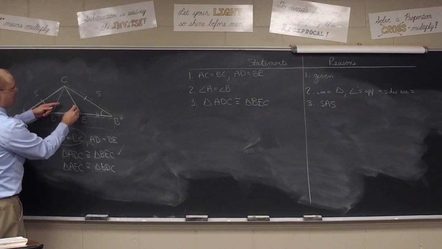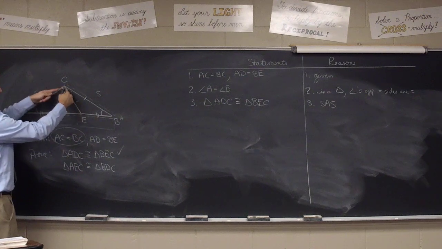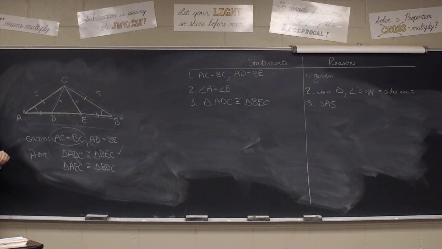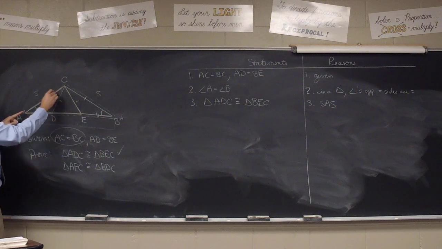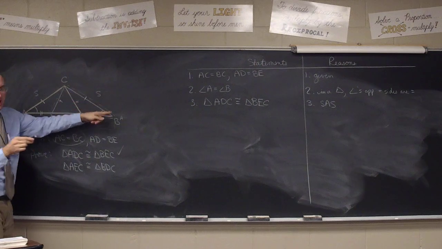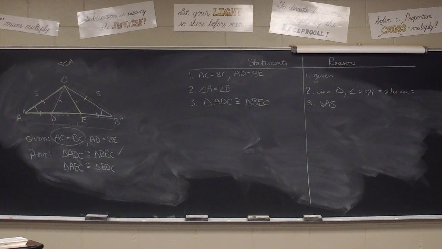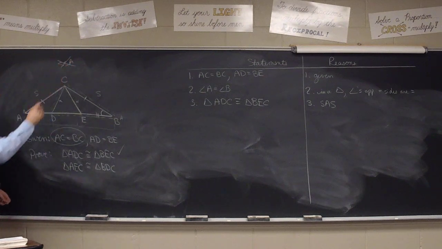I could already state, could I not, that this line here and this line here are equal because they're corresponding parts of these two congruent triangles, right? However, that would give me side, side, angle and side, side, angle. And is side, side, angle a way of proving triangles congruent, class? No. All right, so we're not going to use that.